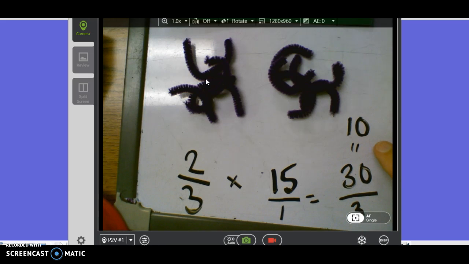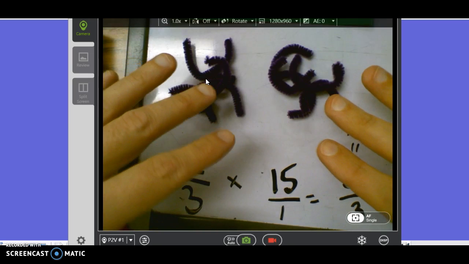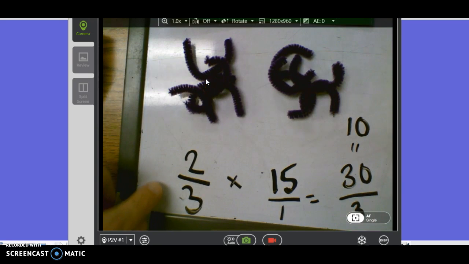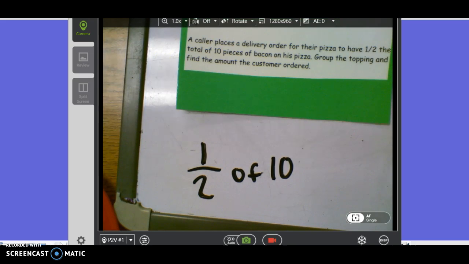That's why checking with math is important. Sometimes if we do it with our hands, we maybe make mistakes. Backing it up with math makes it important. Let's do one more example, and this one I won't mess up on. Panza's Pizza Shop will also put bacon on your pizza if you ask for it. This caller places a delivery order for their pizza to have only 1/2 the total 10 pieces of bacon typically put on the pizza. We need to group them to find the total amount.